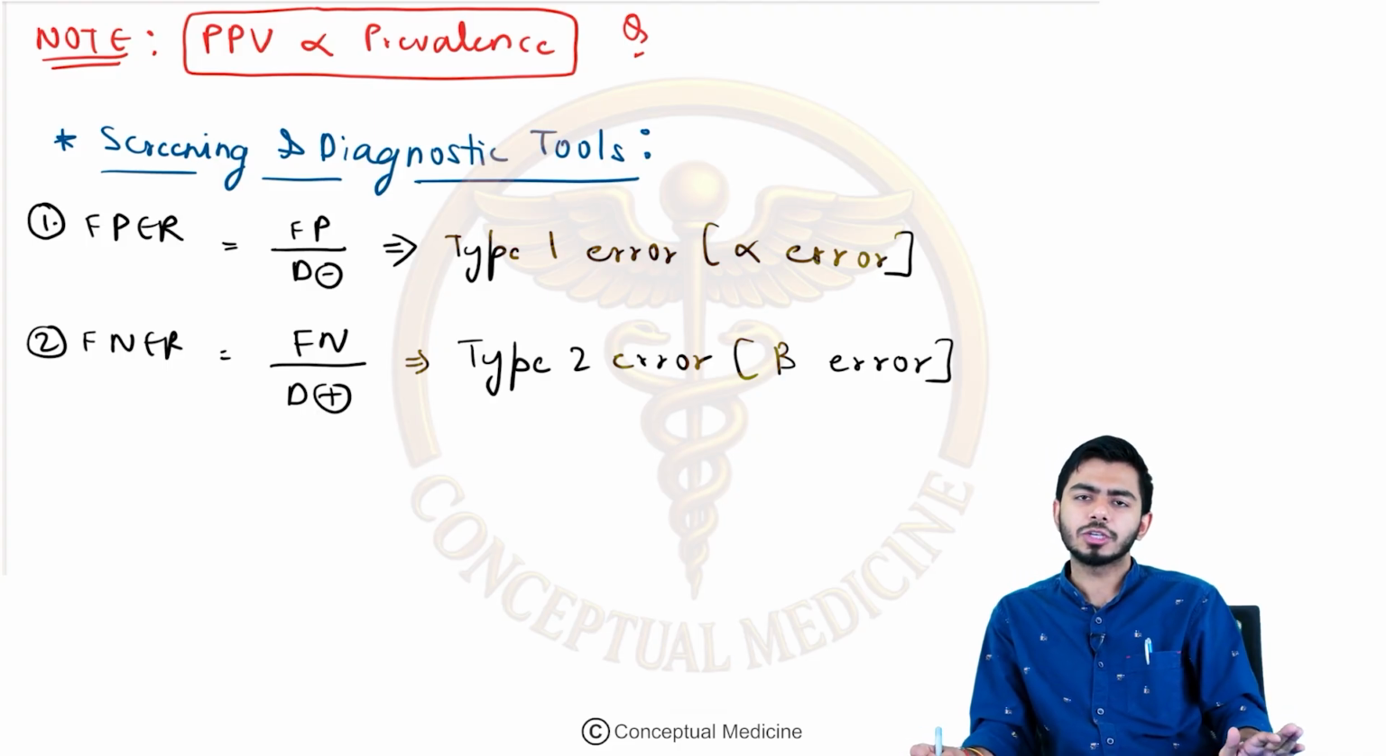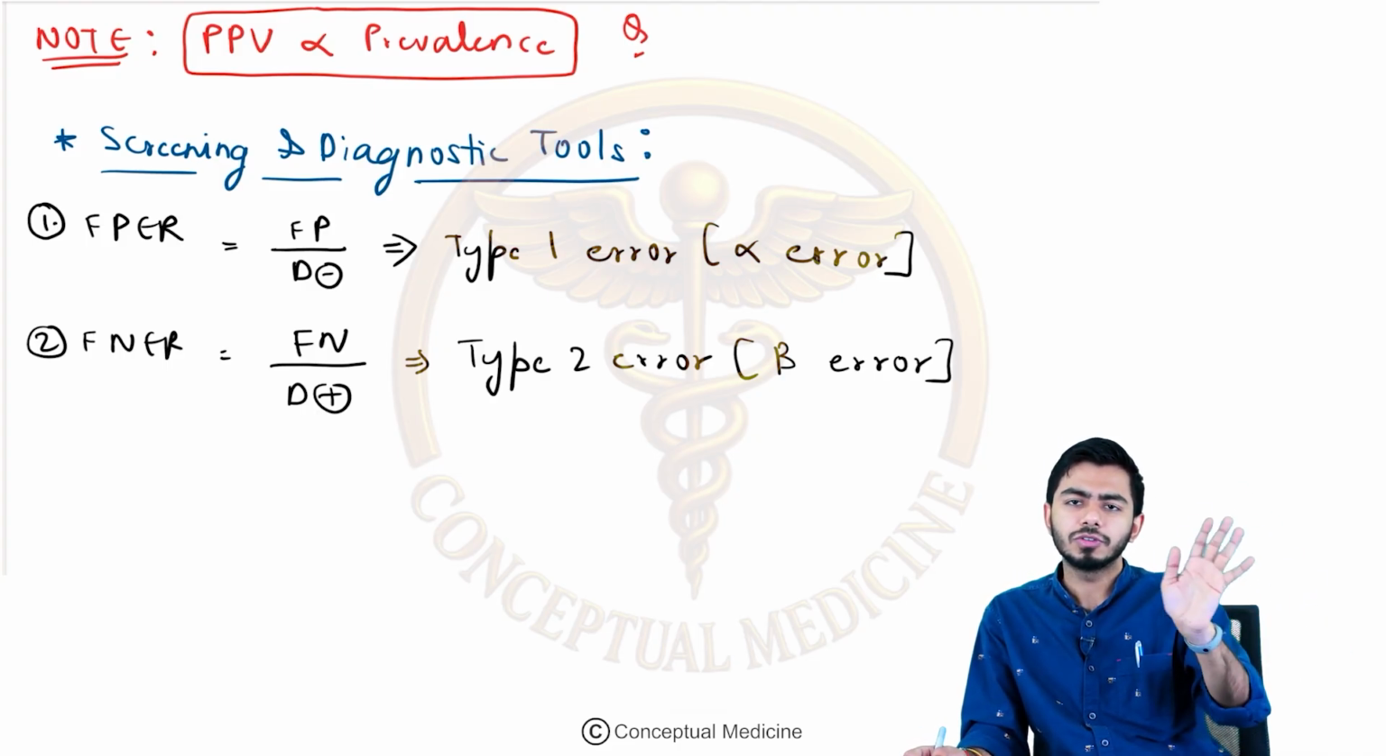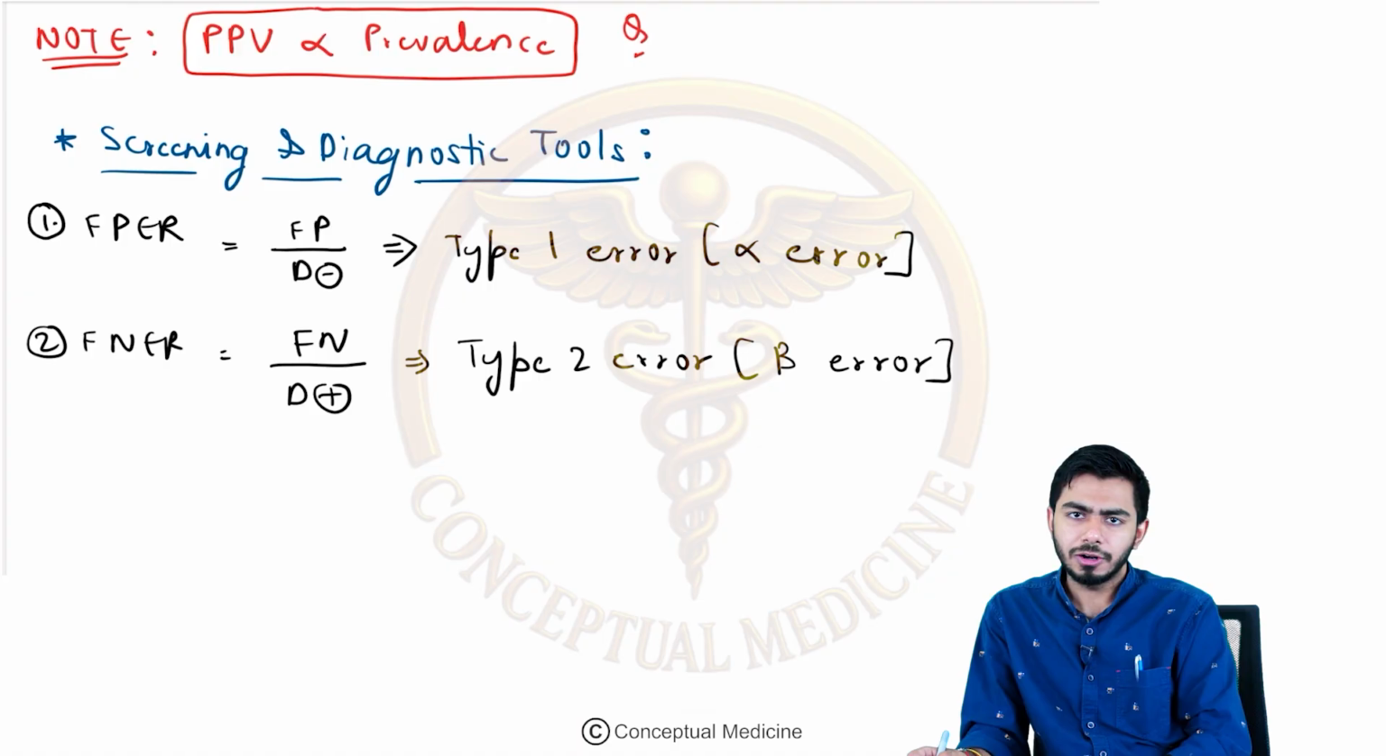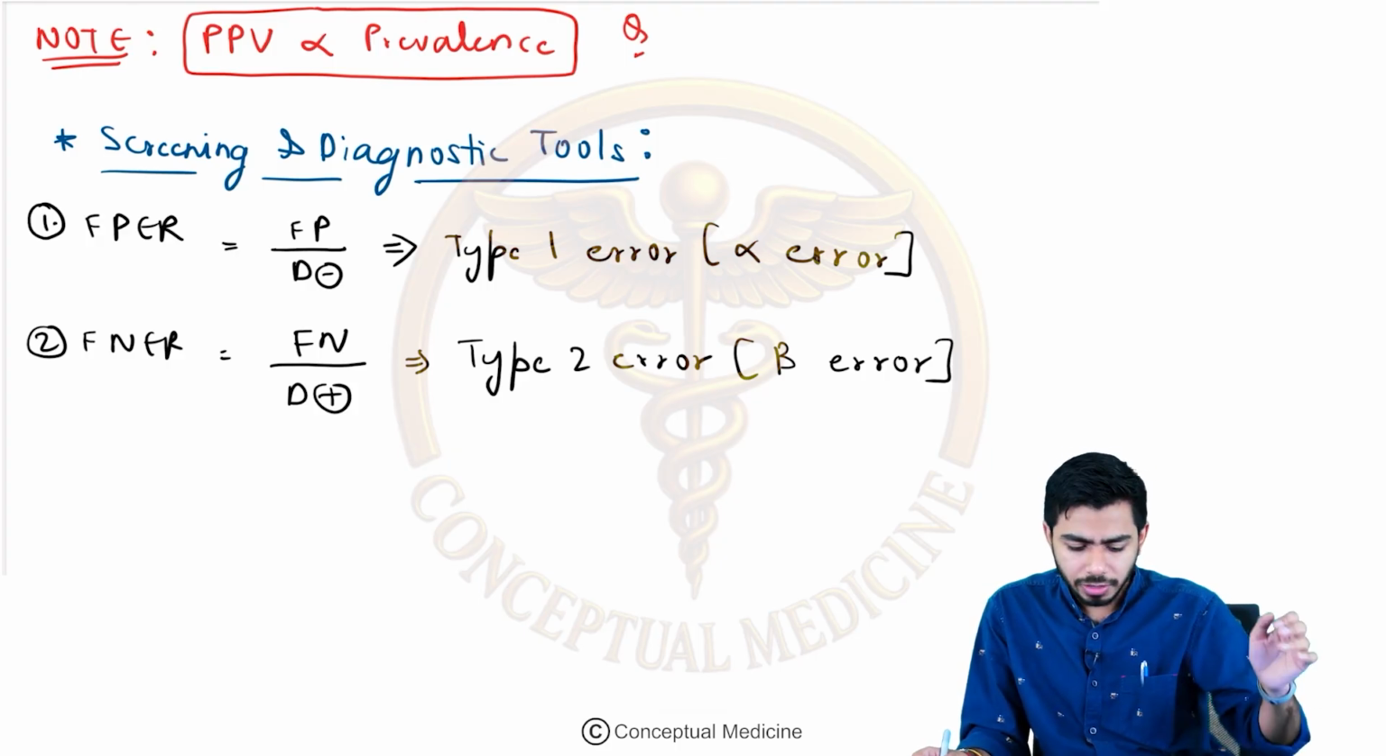That is all. If they ask you which kind of error will be seen in the false positive error rate, you will say it is the alpha error, or you might say it is type 1 error. Likewise, in the type 2 error you will see the false negative error rate.